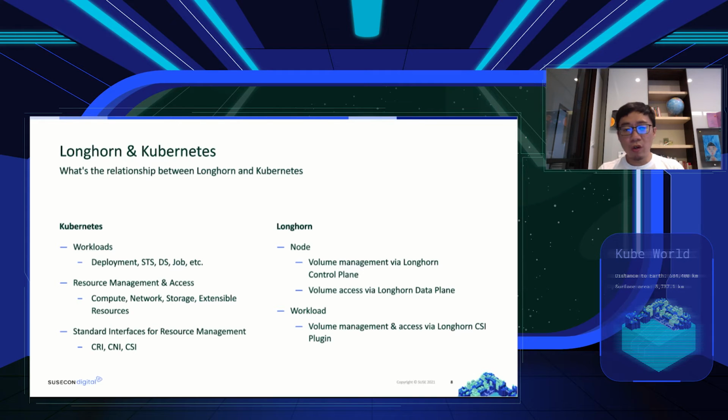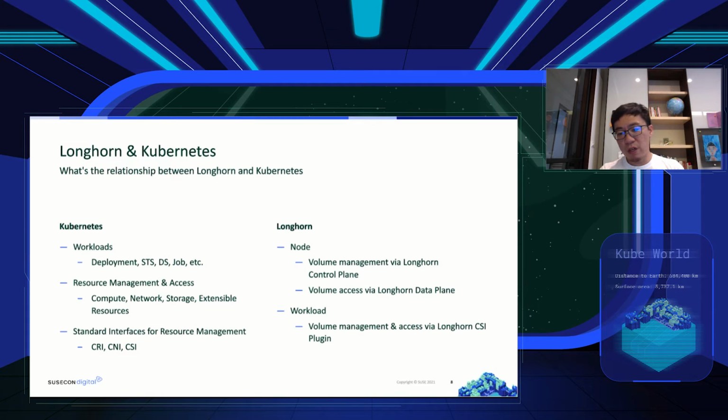If you look from the Longhorn side, it has a node because it needs volumes. So every node needs volume management on top of that by the Longhorn control plane. And also, if you need a volume to attach and access, you definitely need data path support. This is supported by the Longhorn data plane. And every workload that needs to work with Longhorn and use the volume created by Longhorn needs to leverage the standard interface I mentioned before, CSI.